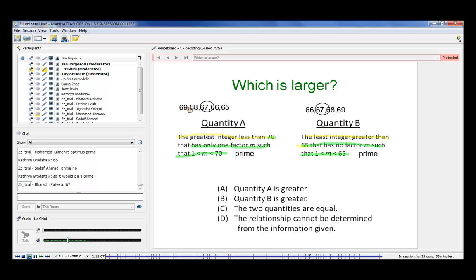69 is divisible by 3. Anybody know the rule for divisibility by 3? I promise the math is the easy part. It really is. The logic is the hard part.